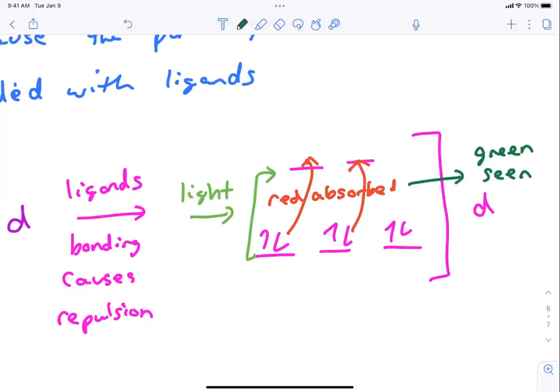So the thing you want to focus on is this, okay? A split d sublevel occurs when ligands bond, and when light passes through the substance, the electrons absorb certain frequencies of light to jump up. And the frequencies that aren't absorbed, you see as color.